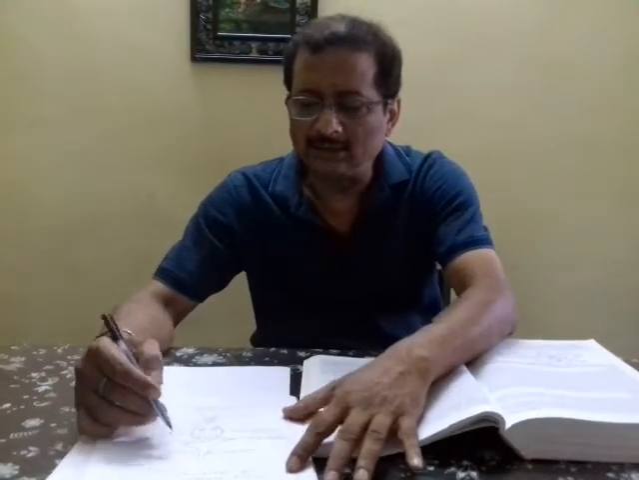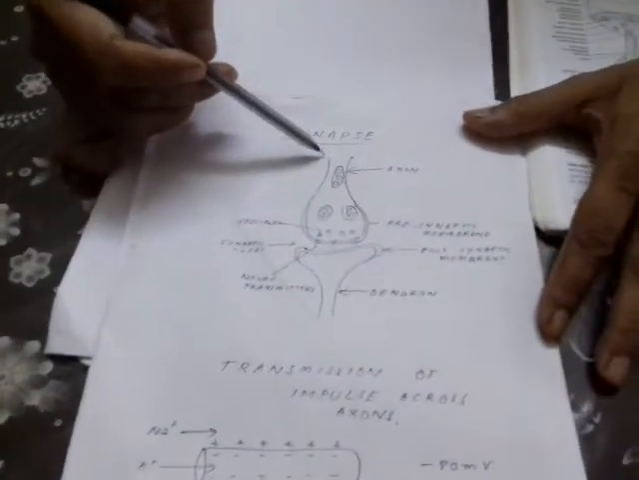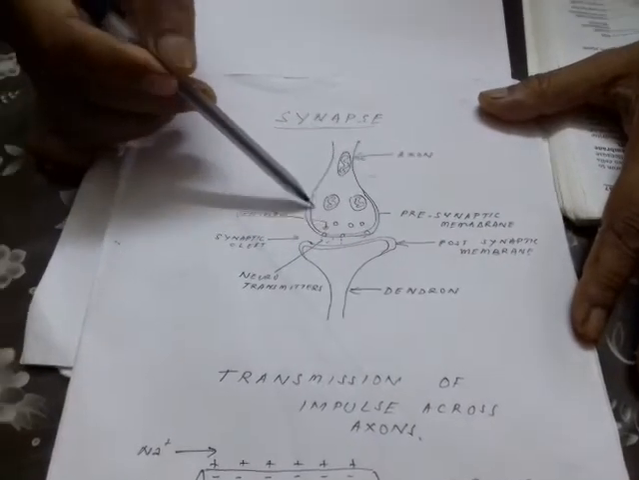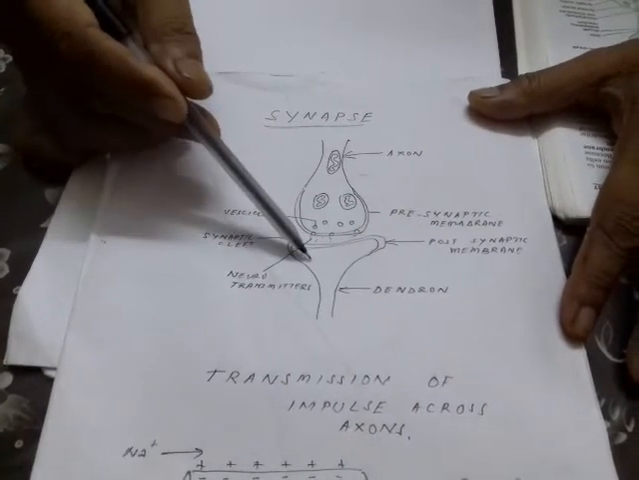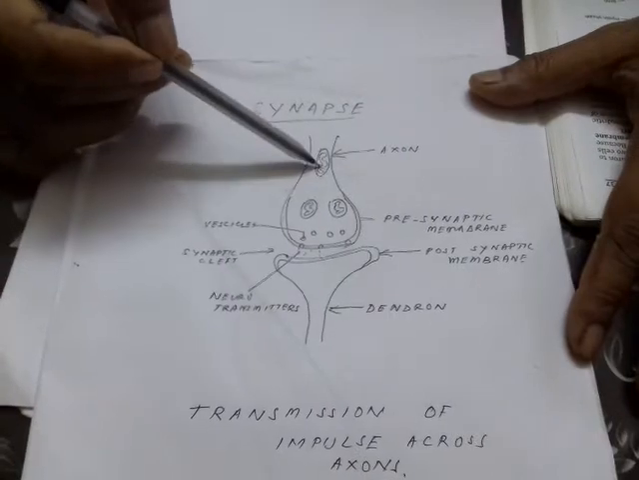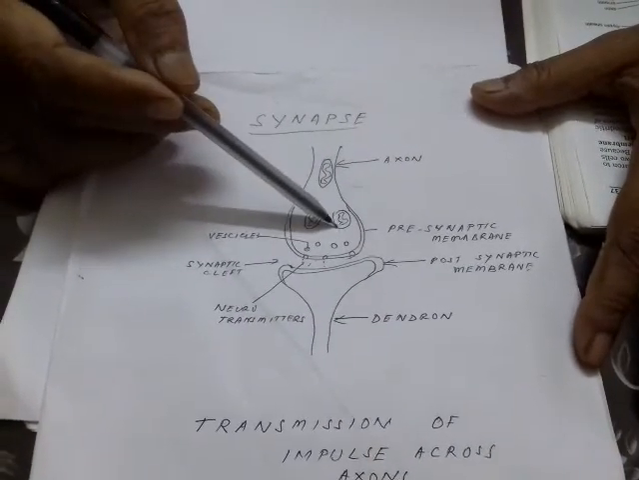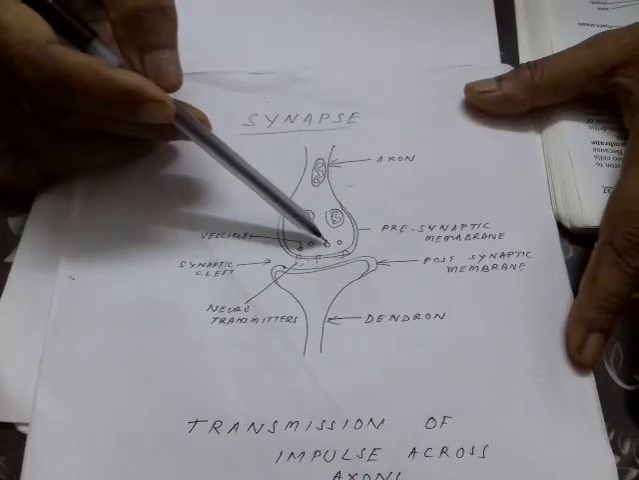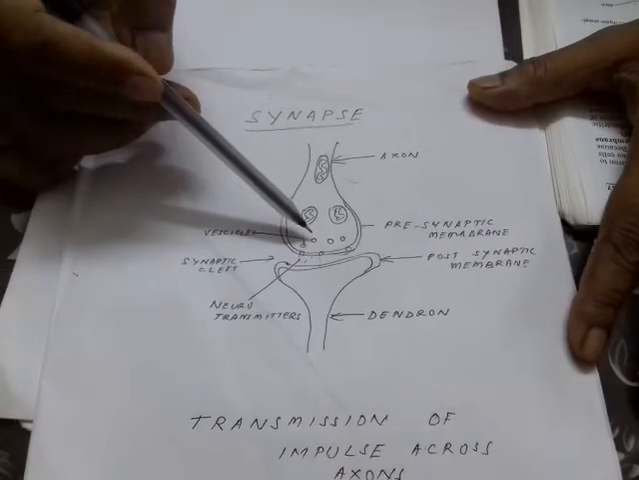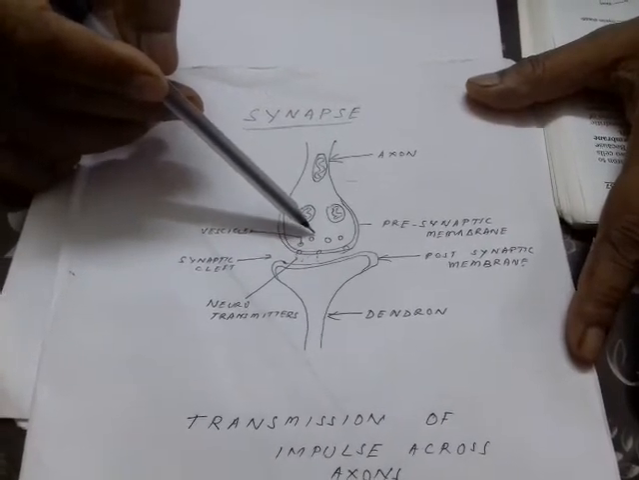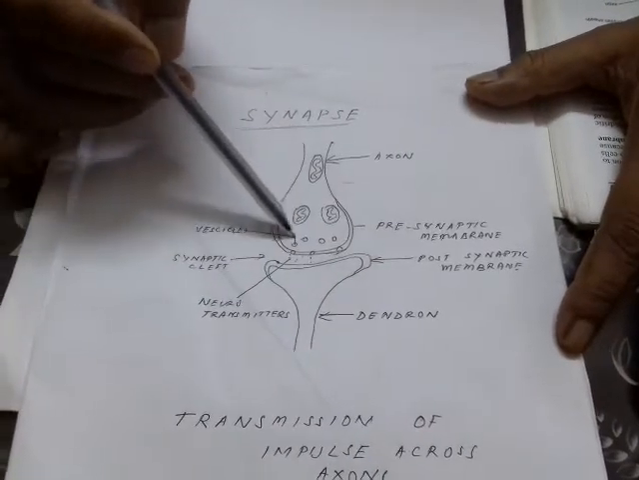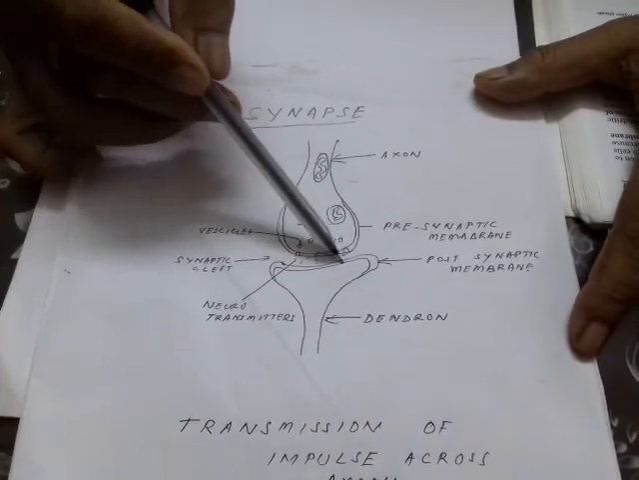Now, just see this diagram here. This is the diagram of the synapse, and this is showing the axon ending, or what we call the terminal arborization of the axon, the end of the axon, and this is the start of the dendron. You can see there are a lot of mitochondria present, because ATP is required in large quantity for the impulse to be transmitted. There are small vesicles here. These vesicles contain different types of neurotransmitters like acetylcholine, epinephrine, norepinephrine or adrenaline. This is the presynaptic membrane, and this is the postsynaptic membrane of the dendron.